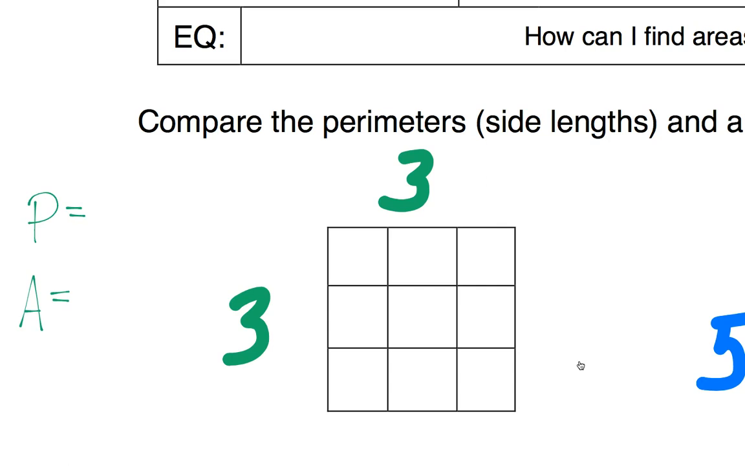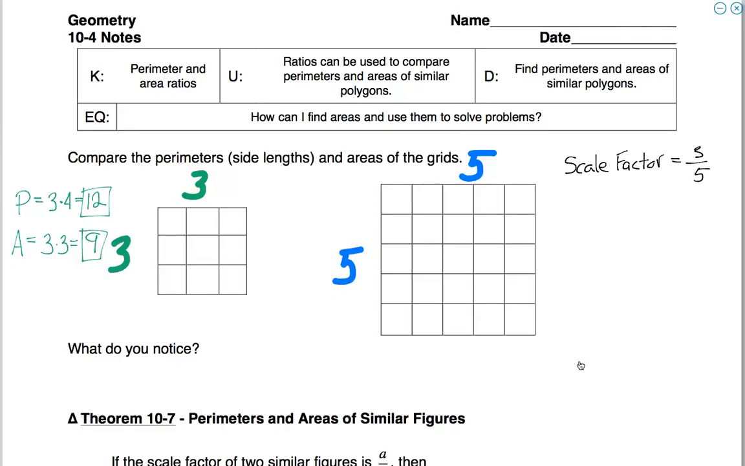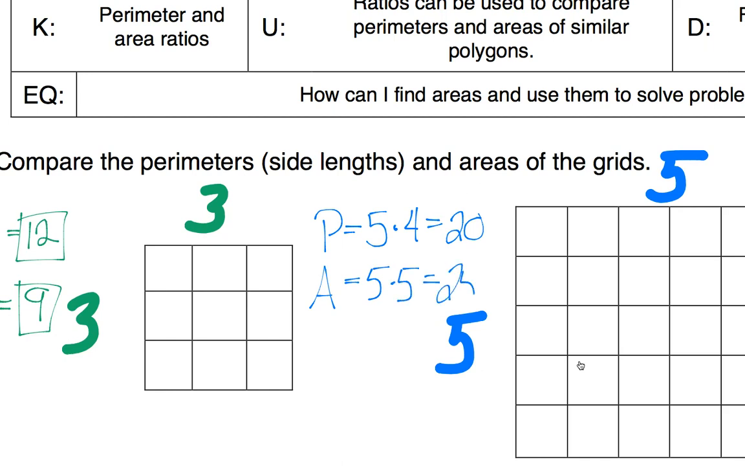The perimeter is 3 times 4, which is 12, because there's 4 sides, they're each 3. The area is 3 times 3, or 3 squared, which is 9. Over here, the perimeter is 5 times 4, which is 20. The area is 5 times 5, which is 25.